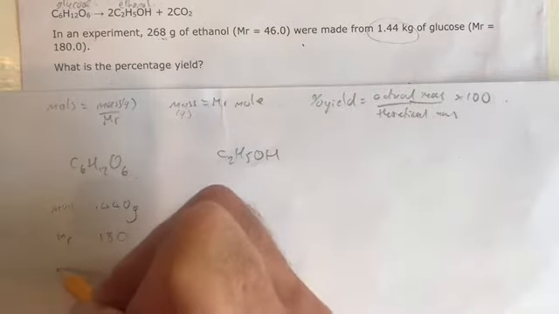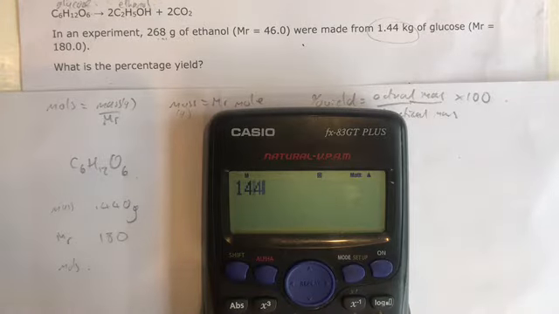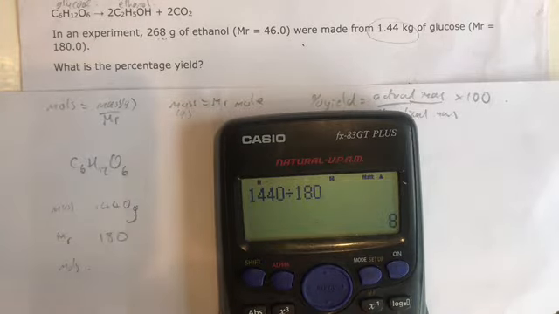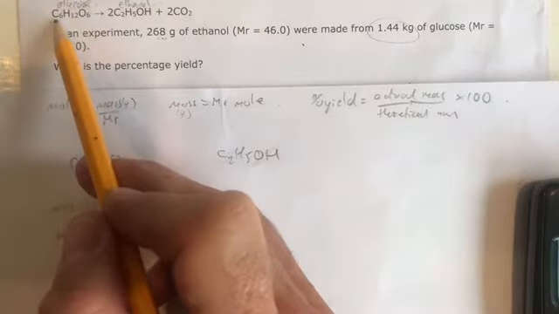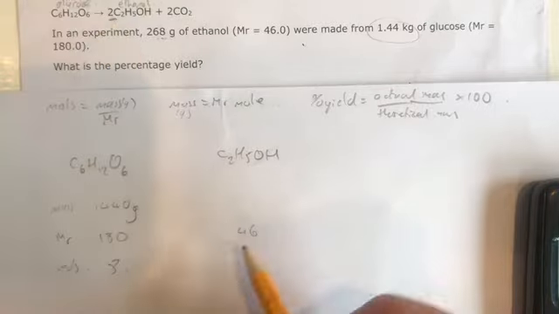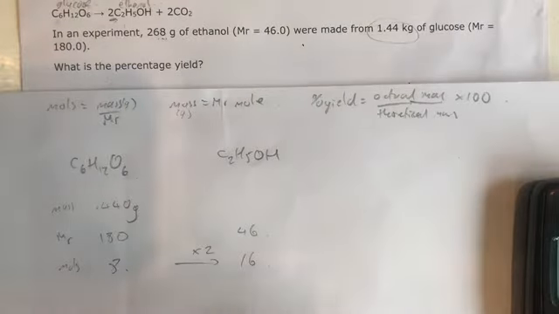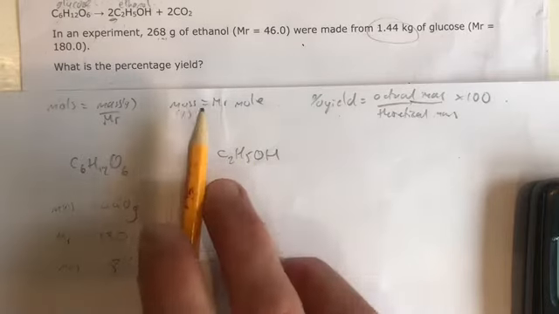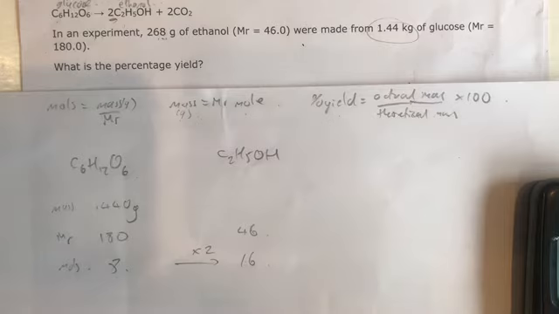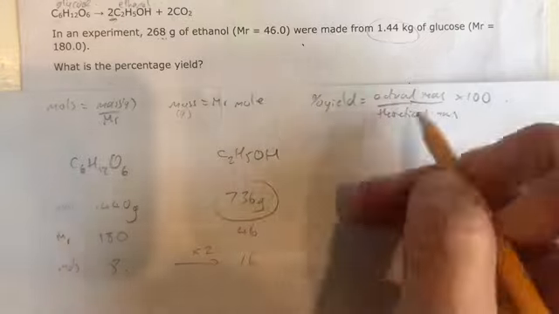Moles. What's the moles? It's going to be 1440 divided by 180, because moles is mass over relative mass, to give 8. Lovely. Now if I look at my equation, one of those makes 2 of those, so I have to times that by 2, which I can probably do in my head. So we get 16 moles of ethanol. Then to get the mass of ethanol that should have been made, mass is Mr times mole. So 16 times 46 gives you 736. That is your theoretical mass.